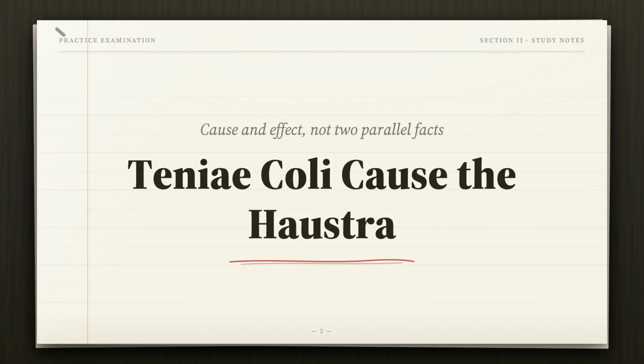Remember the relationship, not just the names. Shortened Teniae coli bunch the colon wall, and that bunching produces the Haustra. Understand the cause and you'll never confuse the two under exam pressure.